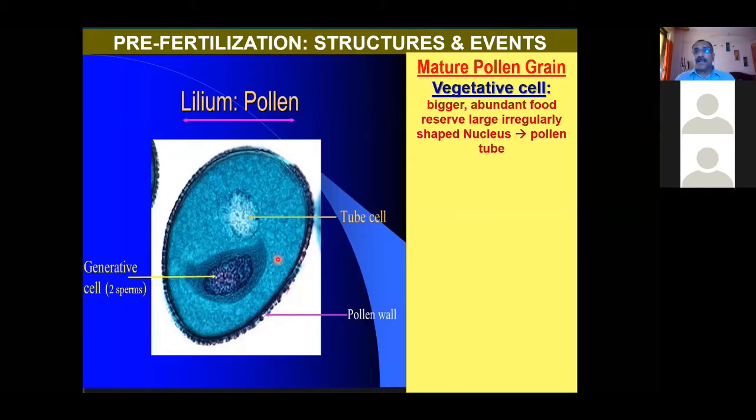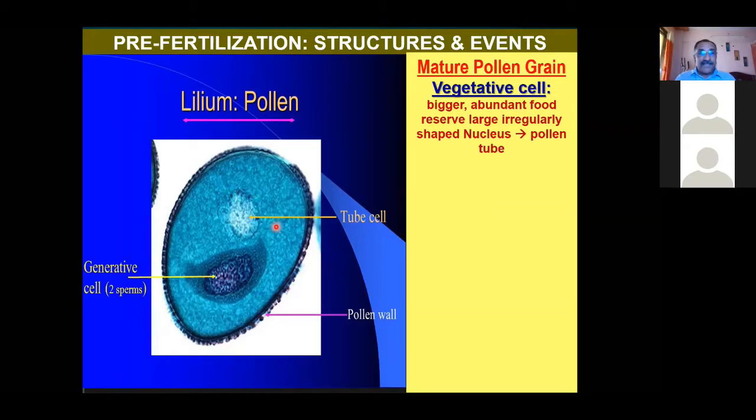Another thing is that in the center, there is a nucleus. That nucleus is larger, but at the same time, it has an irregular shape. So the vegetative cell is bigger in nature, abundant food materials are there in this, and the nucleus is irregular. It does not have a round shape like the normal cell we always talk about.